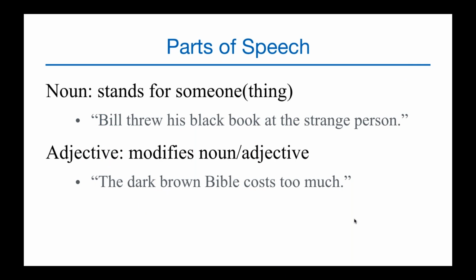All right, so going through the parts of speech. A noun stands for something. It is a person, place, or thing, sometimes an idea. Okay. An adjective modifies a noun or an adjective. So, the dark brown Bible cost too much. Brown modifies Bible, dark modifies brown. Brown is modifying a noun, dark is modifying an adjective.